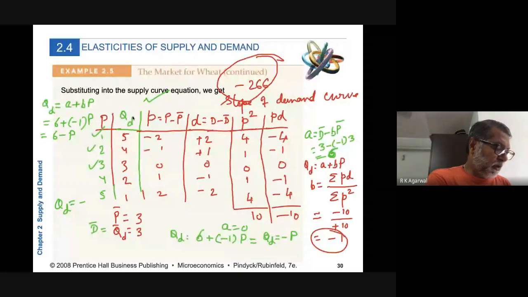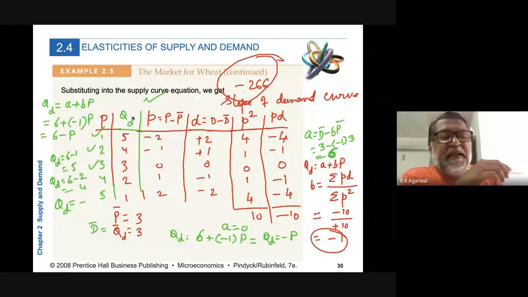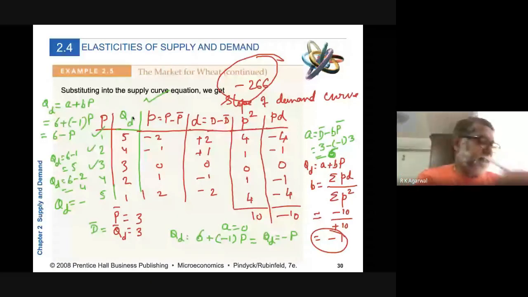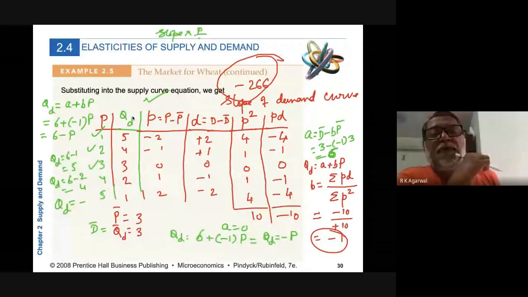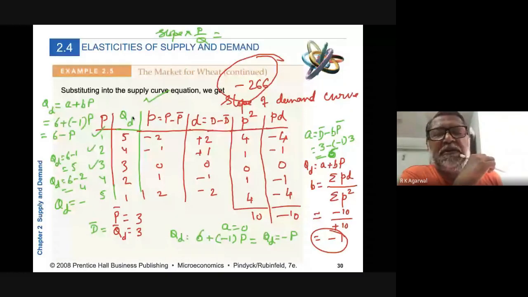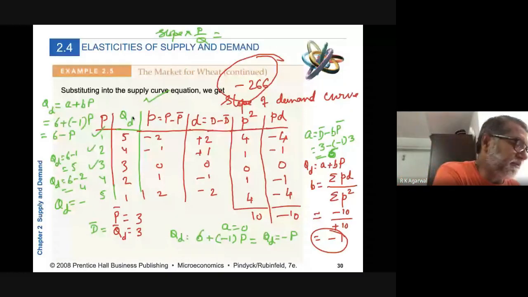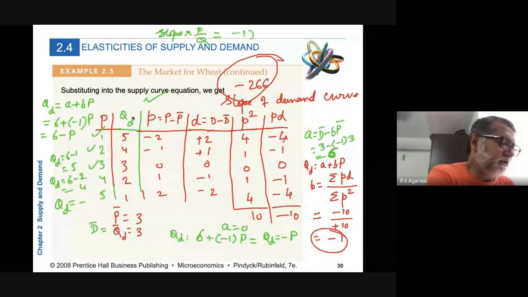6 minus 1, that is 5. If p is 2, how much will the quantity demanded be? 6 minus 2, that is 4. So this is how you can find quantity demanded. And then you have to find the elasticity, so what do you have to calculate? P by Q. You have to calculate slope into P by Q, that is the equation of elasticity. So slope is -1 and if P is 1, then Q becomes 5. So this will be -1 by 5 or -0.2.